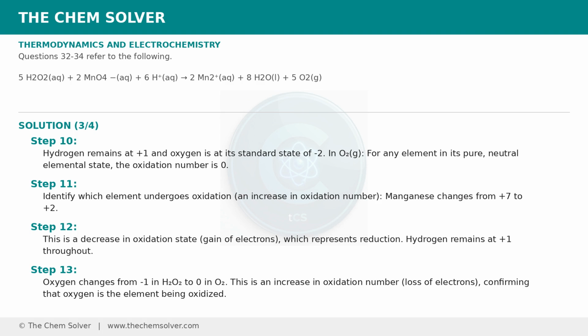Identify which element undergoes oxidation, an increase in oxidation number. Manganese changes from +7 to +2. This is a decrease in oxidation state, a gain of electrons, which represents reduction. Hydrogen remains at +1 throughout. Oxygen changes from -1 in H2O2 to 0 in O2. This is an increase in oxidation number, a loss of electrons, confirming that oxygen is the element being oxidized.